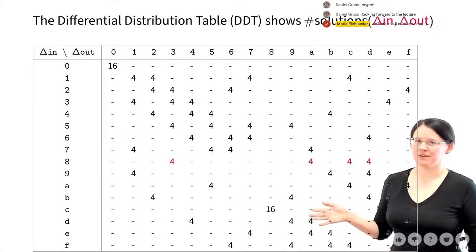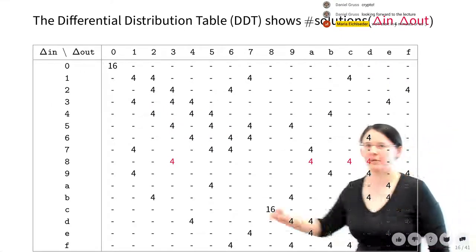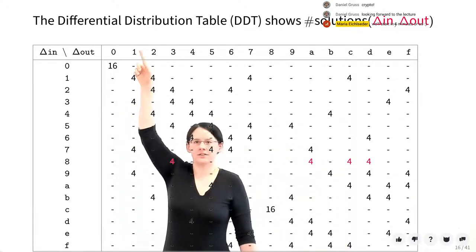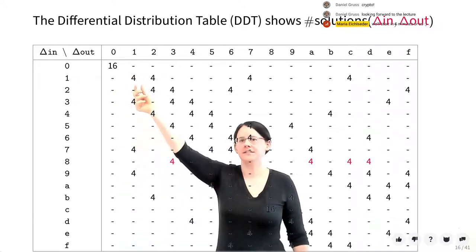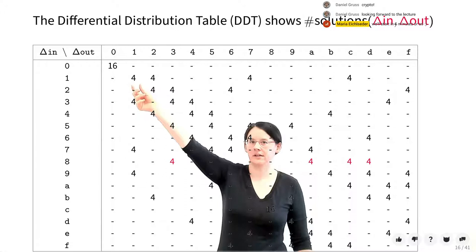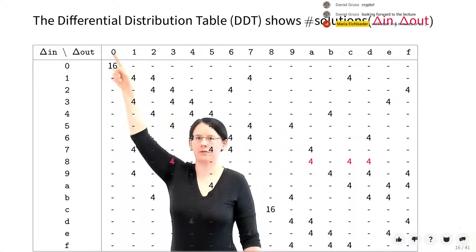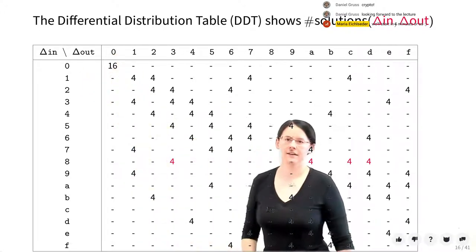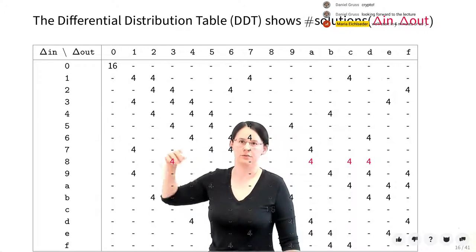Okay, so I've now written down all these words that I've introduced on this page here. We're not going through the details, because this doesn't really say much more than I already said. There's one thing I didn't say yet, namely, we call these combinations here, so this is a differential, for example, a pair of input and output difference, and if this has a zero entry here, we call it an impossible differential. If it has a non-zero entry, it's a possible differential, and if it's this specific one here, this is the trivial differential. And we call the number of solutions for any possible differential a valid pair. So for example, 0,8 is a valid pair for this differential here.